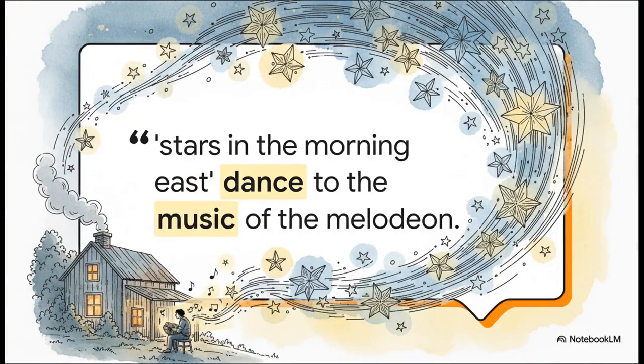We see a brilliant example of this when the text describes the stars in the morning east dancing to the music of the father's melodeon. By personifying the stars, giving them the human ability to dance, it links the vast celestial sky directly to the intimate, humble music happening inside the farmhouse. It's like the whole universe is participating in their Christmas morning.